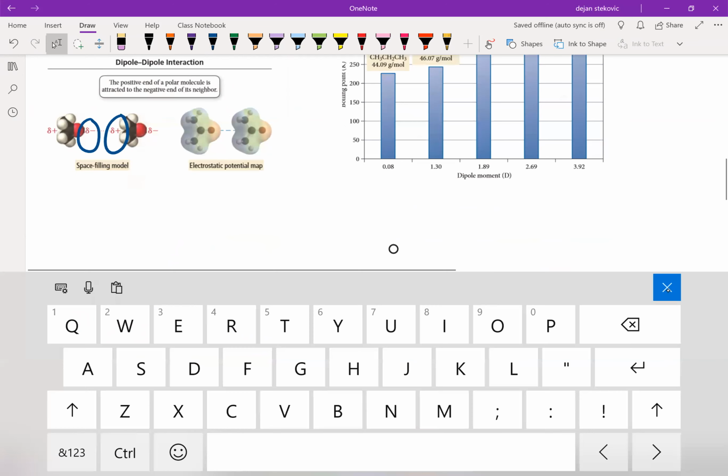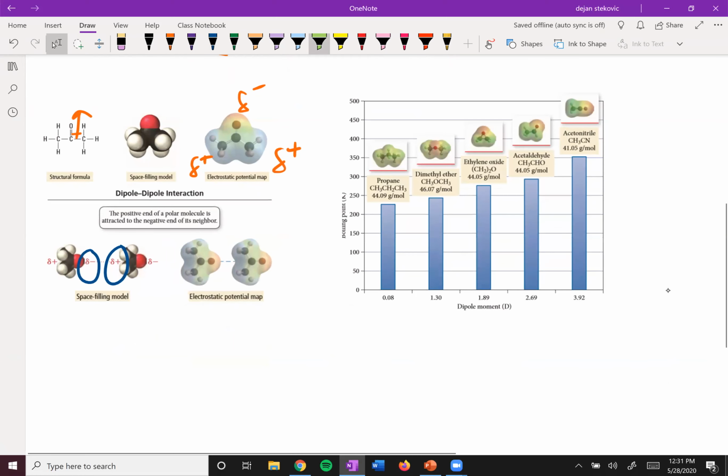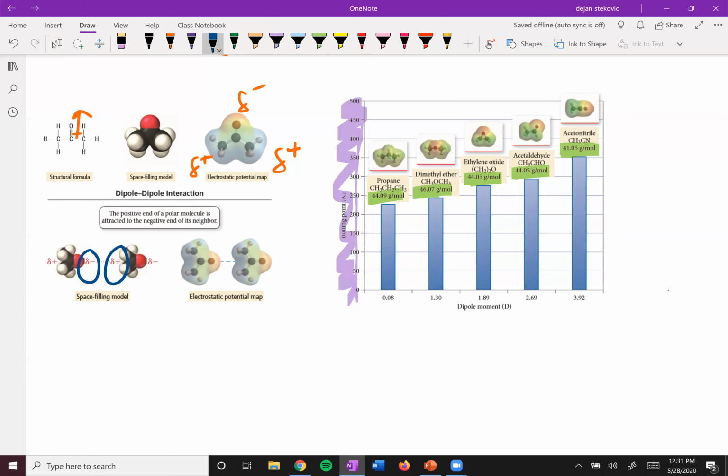You can see as we go left to right, our molar masses stay approximately the same, or in the case of acetonitrile, it actually even gets smaller, yet our boiling points are increasing further and further. And that's due to the polarity of the molecule. Propane by itself is nonpolar, whereas acetonitrile, CH3CN, is very polar. So as we increase the amount of polarity, we get a higher boiling point.